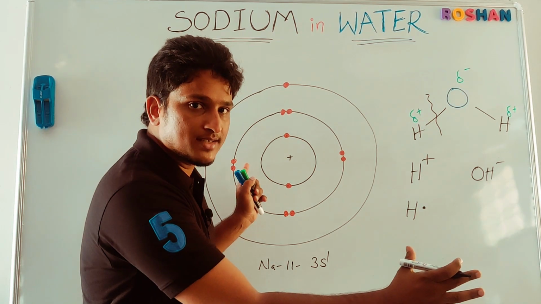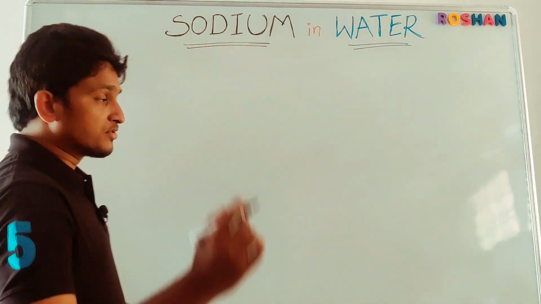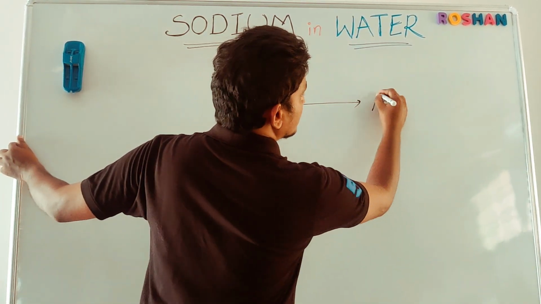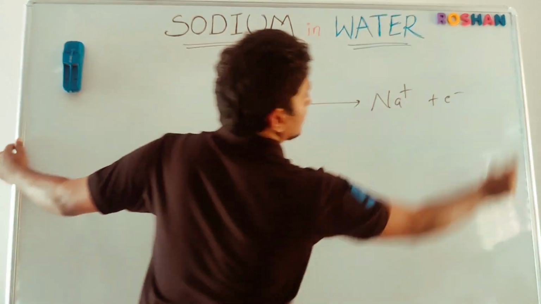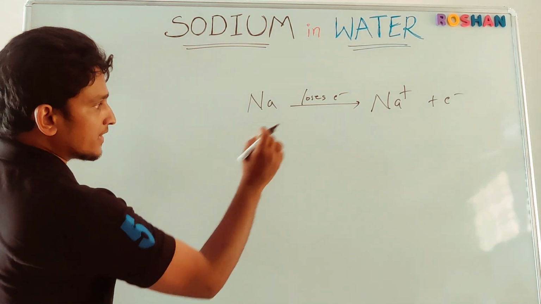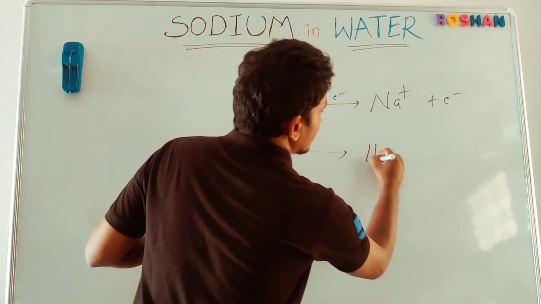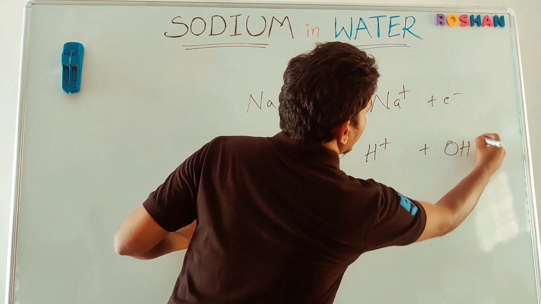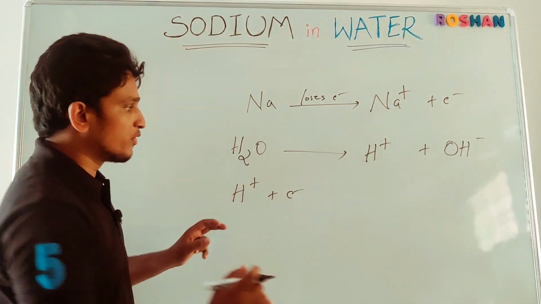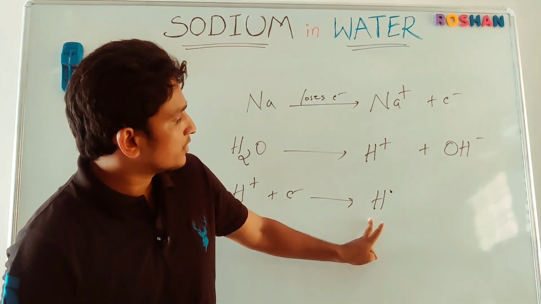I'll represent the whole mechanism of the reaction. So let's see point by point, step by step, students. First, sodium loses an electron and becomes a sodium ion, and that electron influences the water molecule. The water molecule dissociates into H plus ions and OH minus ions, and this H plus ion gains the electron lost by the sodium, and they become hydrogen free radicals. So one hydrogen free radical is there.